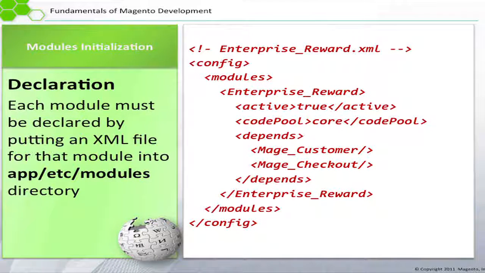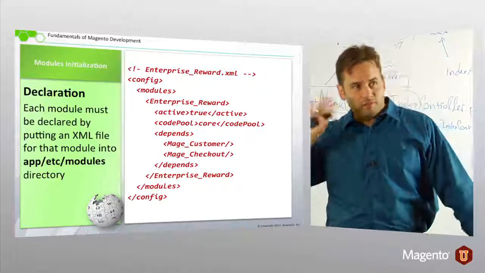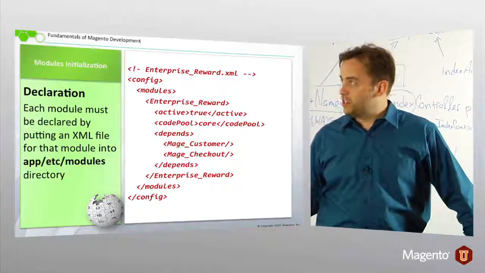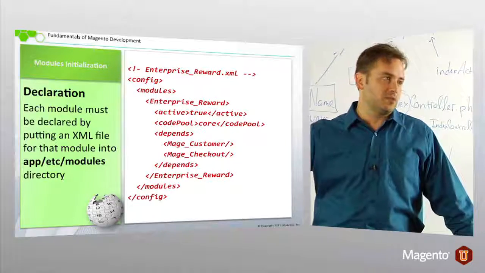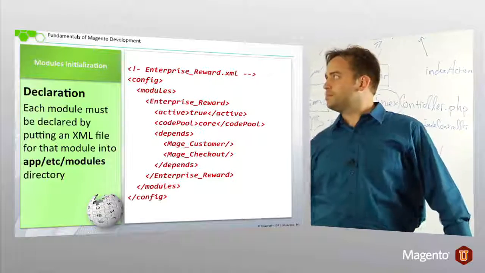What is this? Module. Yeah, it's our module registration, module activation file. This lives in @Etsy modules. This is where Magento goes to find out about modules. Okay?